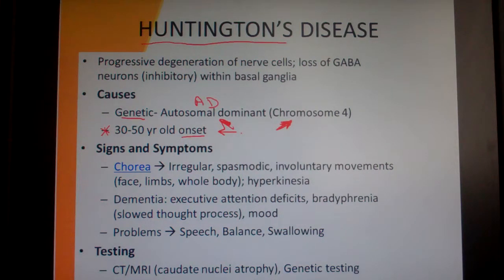So this is one of those things where if a parent has it, then the child can get genetic testing, and it's not going to change the fact that it's autosomal dominant, or that it is probably going to kick in in their 30s to 50s, but it does let them know what to prepare for.